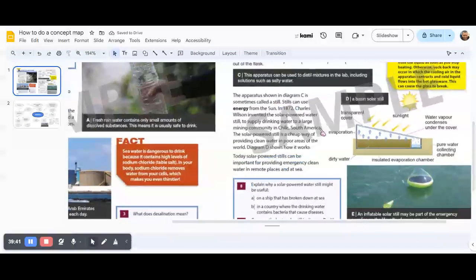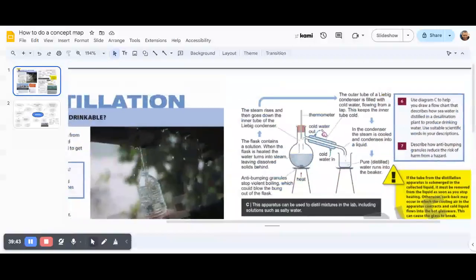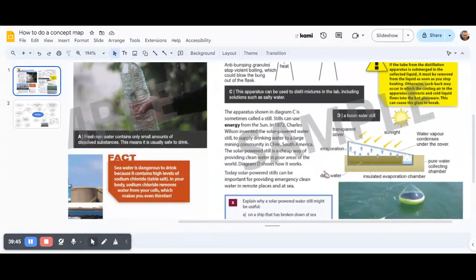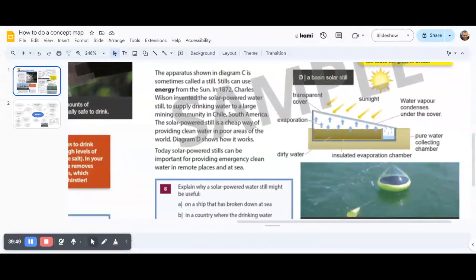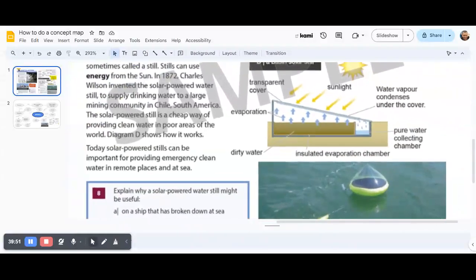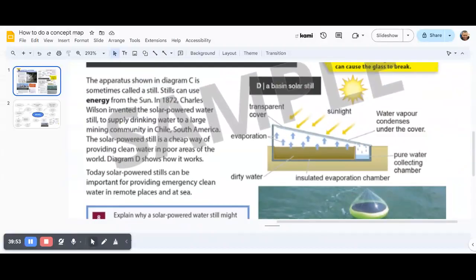Right, okay, so the apparatus shown in diagram C, which is this apparatus, is called a still. Stills can use energy from the sun. In 1872, Charles Wilson invented the solar power water still to supply drinking water to a large mining community in Chile, South America.